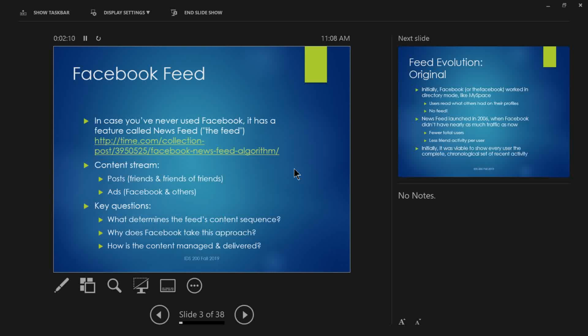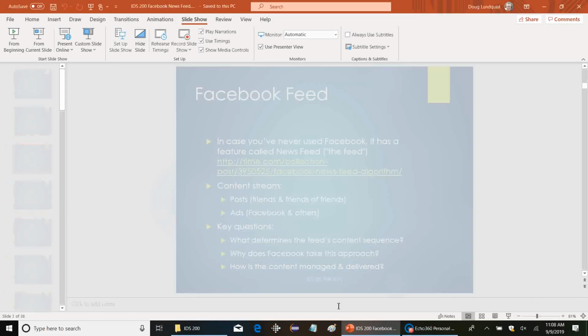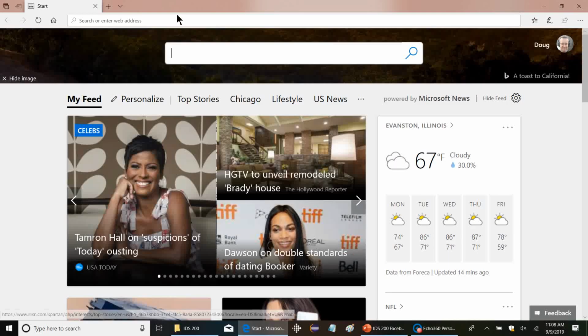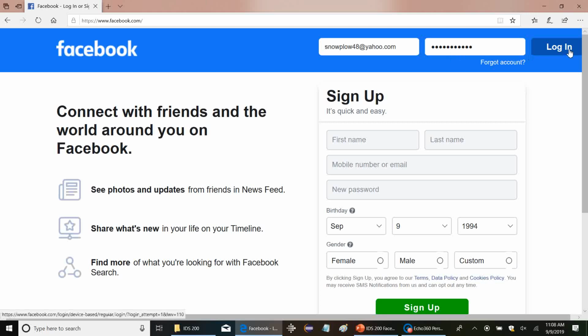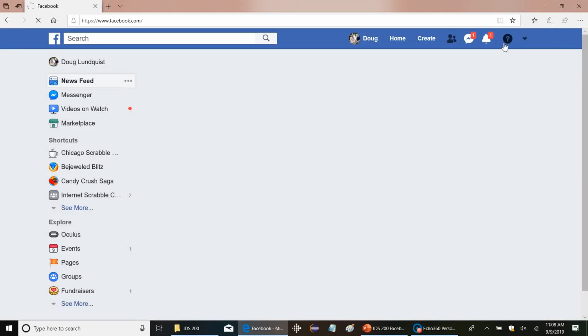So, anyway, it has a feature called Newsfeed, or more commonly just known as the feed. And the feed is basically this content stream, right? Photos, ads, whatever. I'll show you my Facebook feed briefly, just as an example. We'll see what's going on. There's probably some inappropriate stuff, but we'll take that chance.